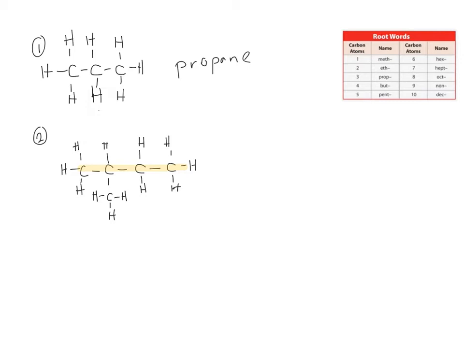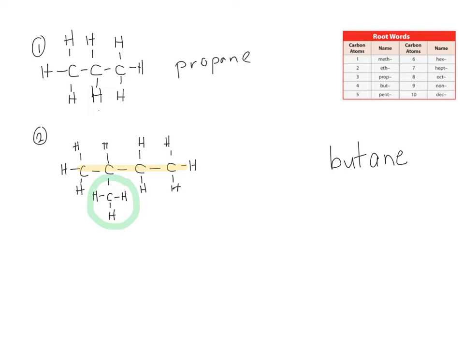So now that you've got the longest carbon chain selected, we know that the root is but, and it's an alkane, so it's butane. But we haven't accounted for all the carbons, so you take a look at any other carbons that you have present. Here we have a CH3, so 1 carbon, which makes it a methyl group.